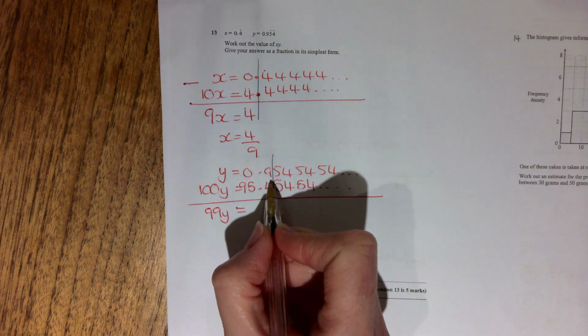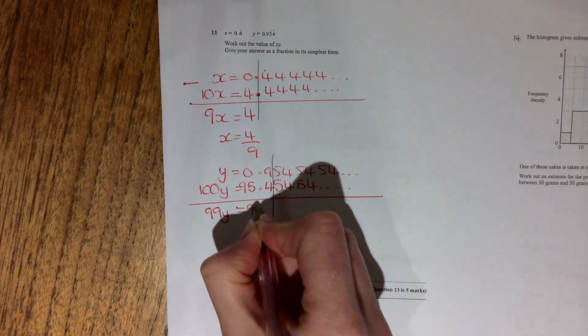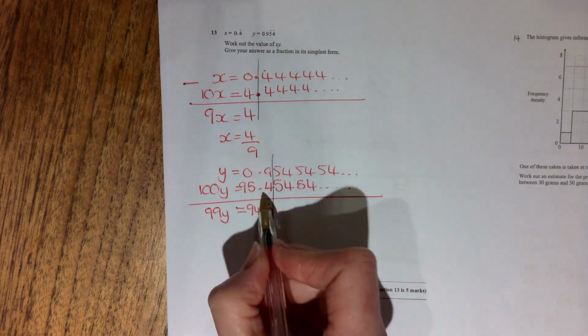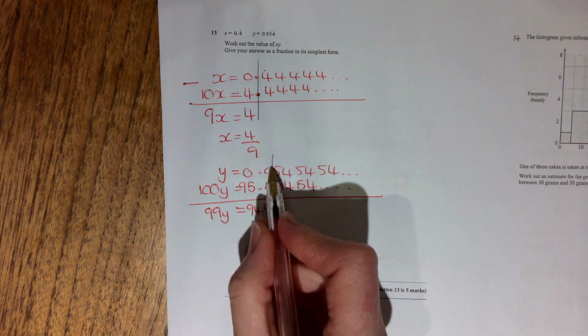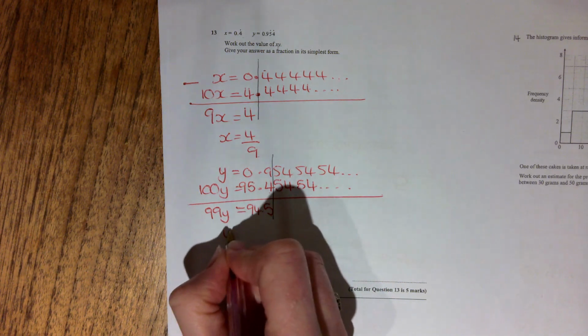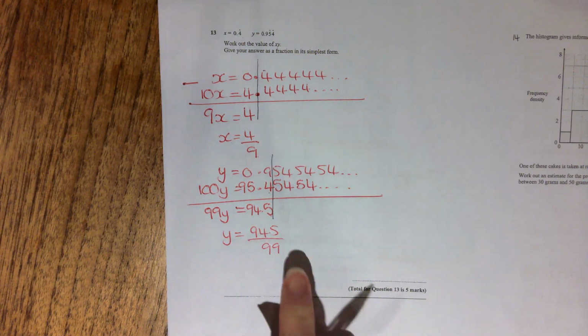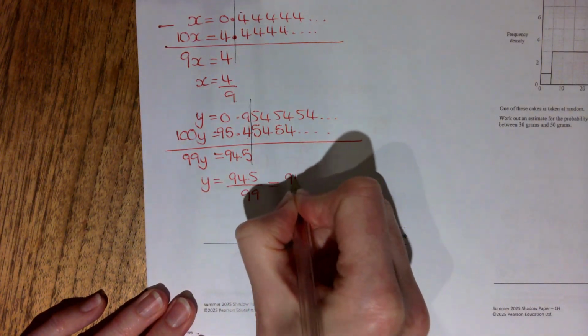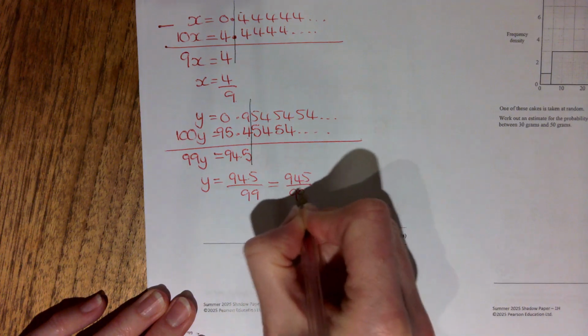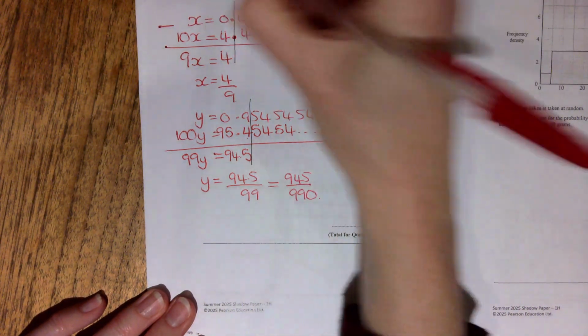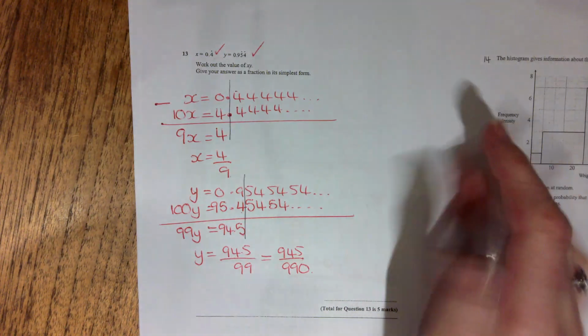95.4 minus 0.9 is 94.5. Okay, so just be careful, you've got to do 95.4 to take away that. So y equals 94.5 over 99. This is the only bit you have to change. We can't have a decimal in a fraction, so it's 945 over 990. I've used that information, so I've ticked them off.